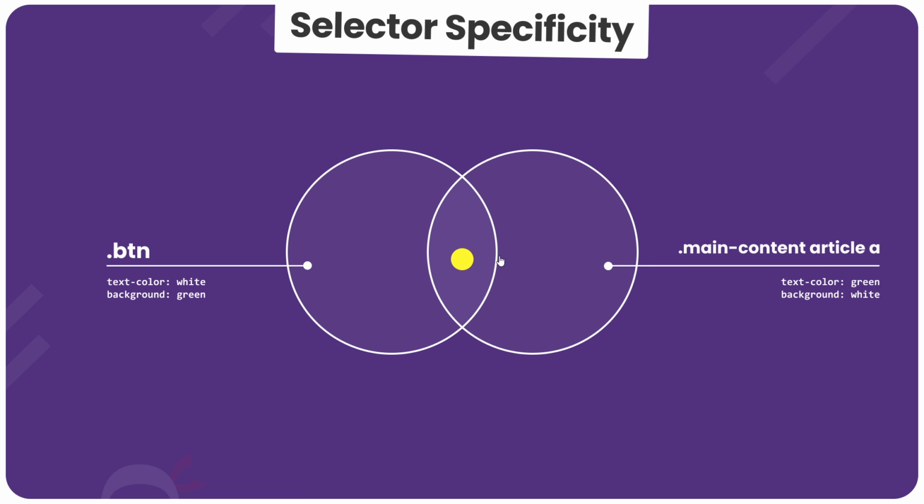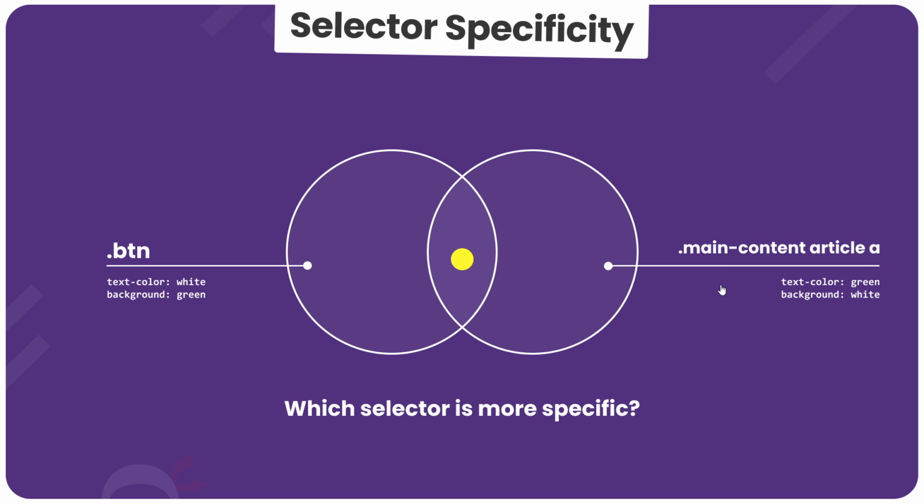And that means for this anchor tag, we have two selectors trying to style it, and those styles conflict with each other. One of the selectors wants to make the text white, the other green, and one wants to make the background green, the other transparent. So the browser needs to make a decision now about how to style this anchor tag, whether to use the BTN class styles or the article anchor tag styles within the main content. And it does this by trying to figure out which of these selectors is more specific. In this case, it determines the article anchor tag within the main content to be more specific, and it uses this selector to style it.